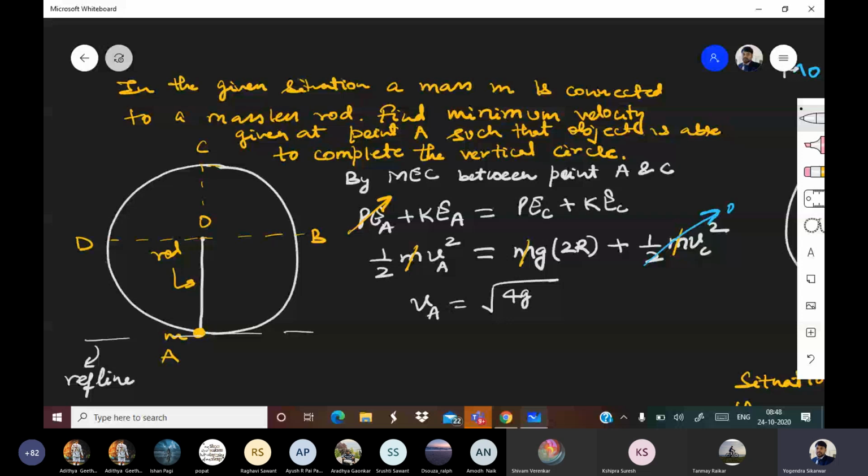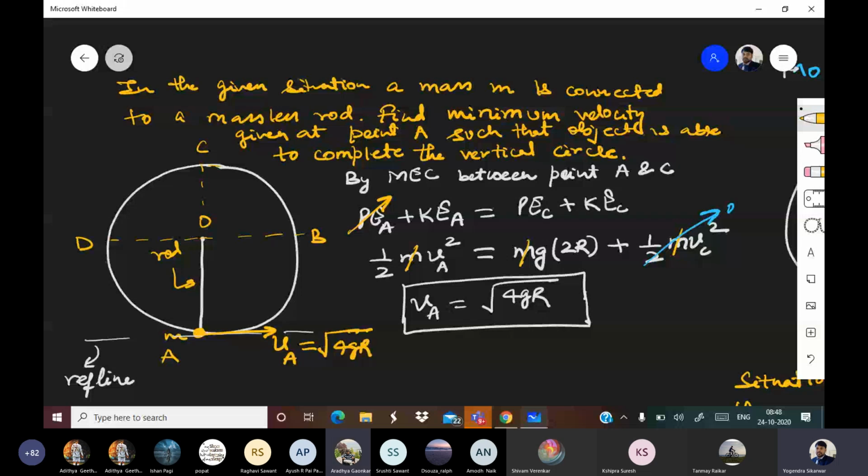That means if object is connected to a rod, the minimum value required to complete the vertical circle is root 4 GR. Now please quickly find VB, VC, VD. But why is it different than the string one?